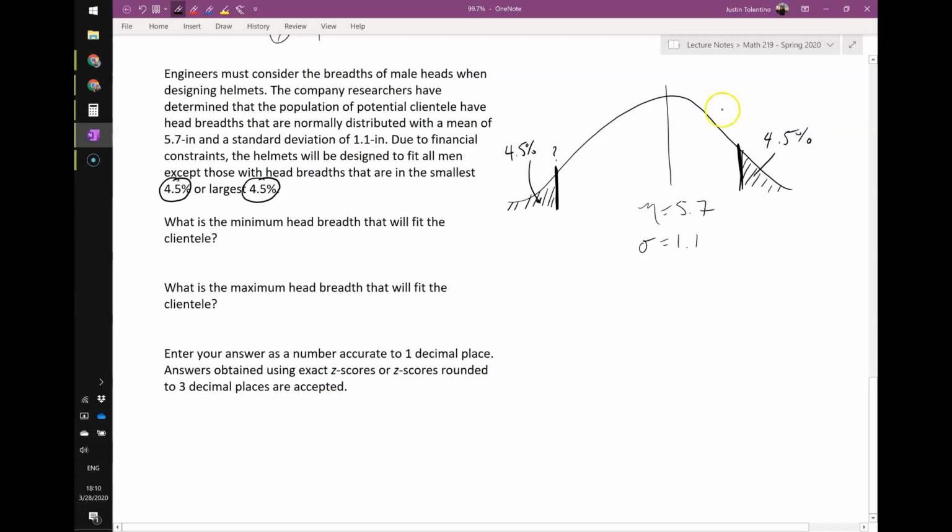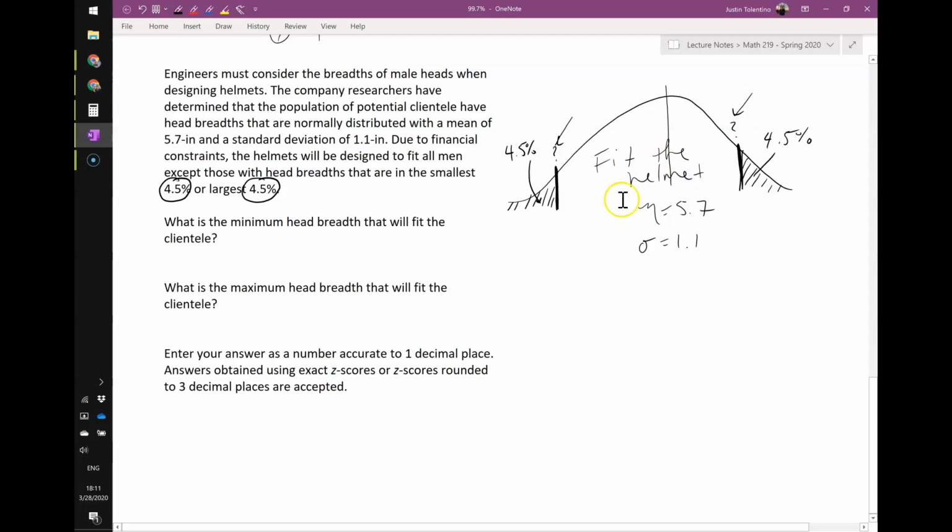And our goal is to figure out what those boundaries are. This boundary right here would be the minimum head breadth that's going to fit. This boundary right here would be the maximum, because these are all the ones that do fit the helmet.